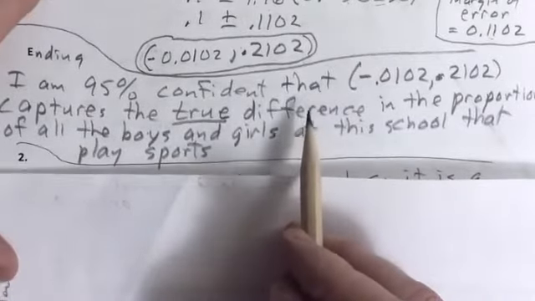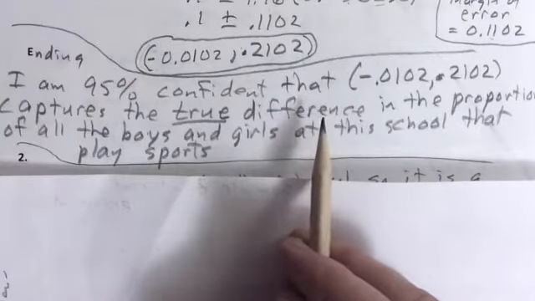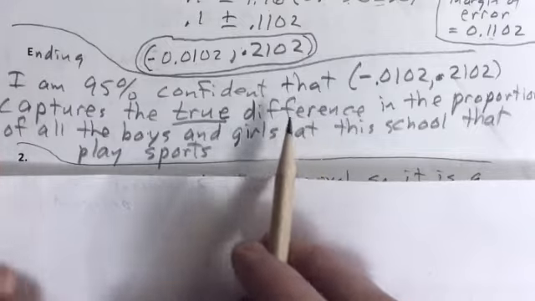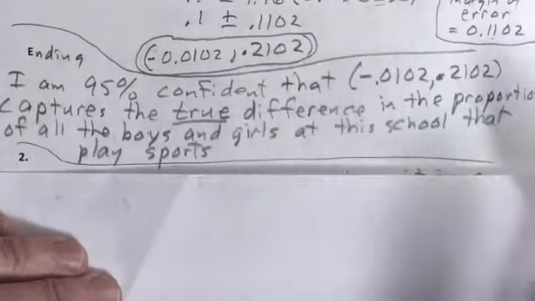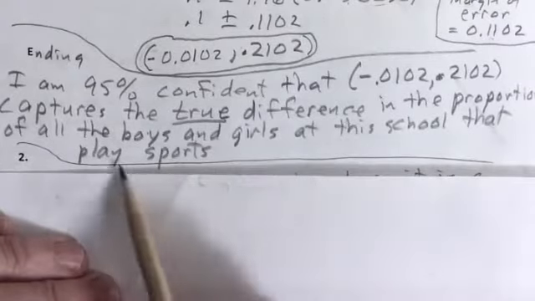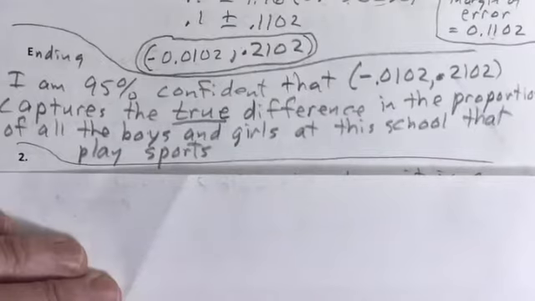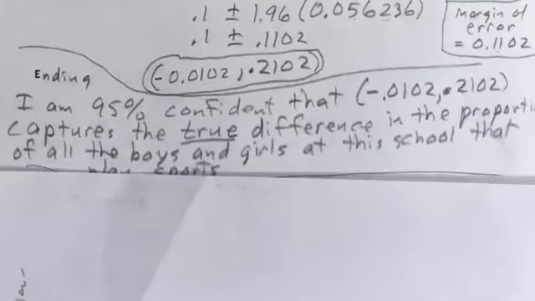Okay. Our sample difference is 0.6 minus 0.5, which is 0.1. But those are estimates of the true values. So we are 95% confident this interval captures the true difference in, and then say what the proportions are: the proportions of all the boys and girls at the school that play sports. And there you go. That's how you make a confidence interval.